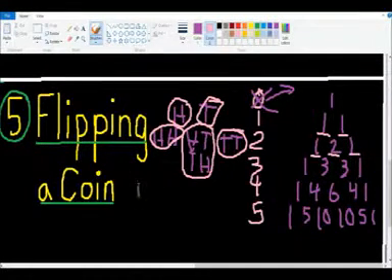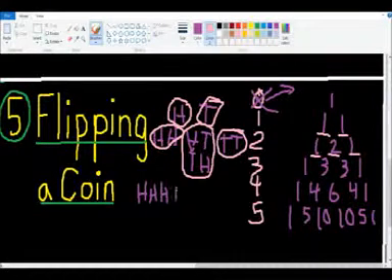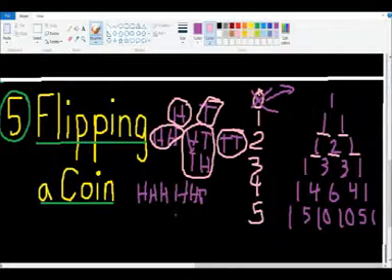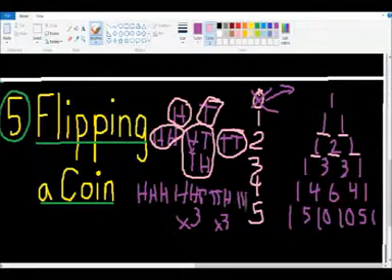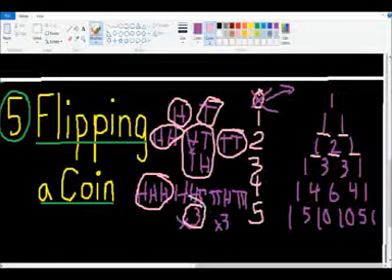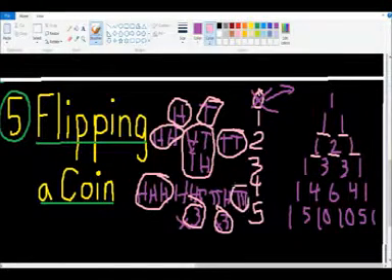Same with 3 times. You would get 3 heads once. You could get 2 heads and a tail in 3 different combinations, 2 tails and 1 head in 3 different combinations, or 3 tails in 1 combination. So 1, 3, 3, 1.